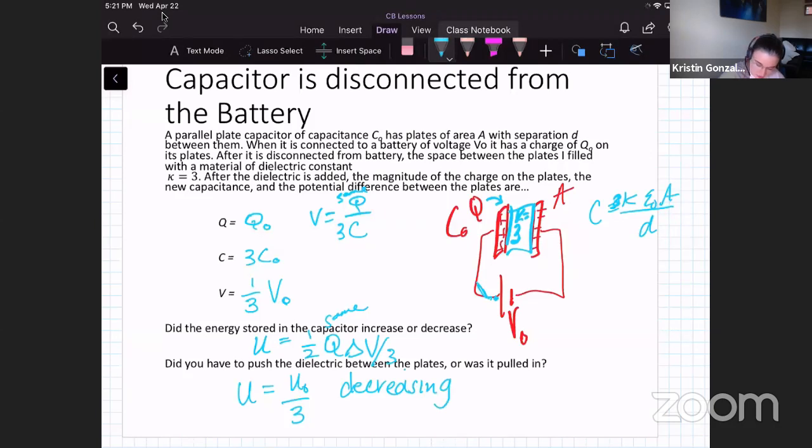So if that potential energy stored on our plates is decreasing, what does that mean? That means this time that that dielectric is being pulled in as we're decreasing that energy. Right, so there's a couple of situations there that we can look at with those plates.